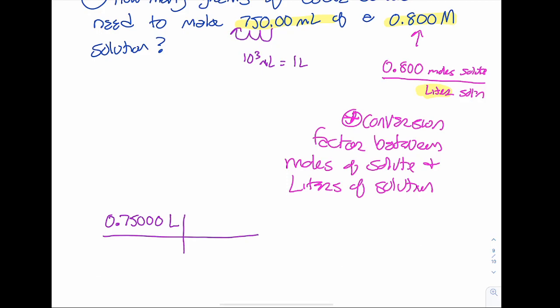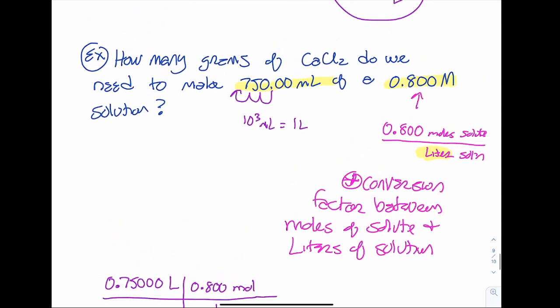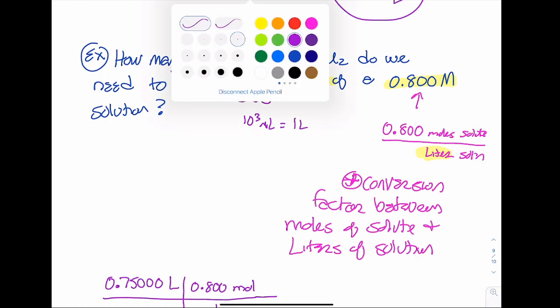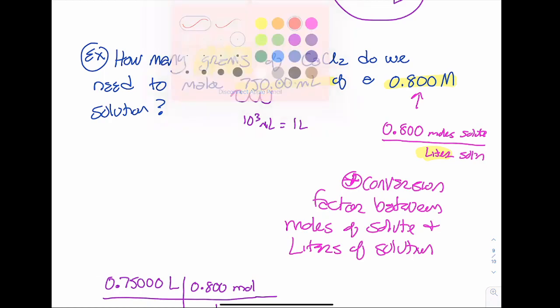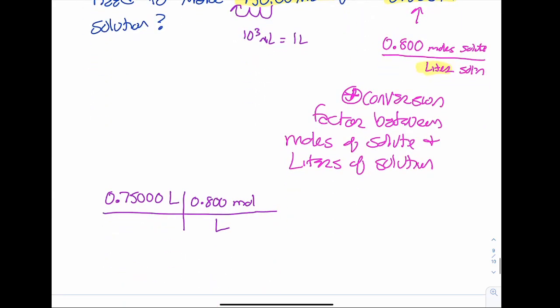I now need to make liters go away. So I'm going to put the 0.800 moles on top because I want liters on the bottom. And then if we go back up to our problem, it wants grams, not moles, right? Right now, if I was to cancel these units, my liters are going to cancel and I have moles. I want grams, so we need the molar mass.